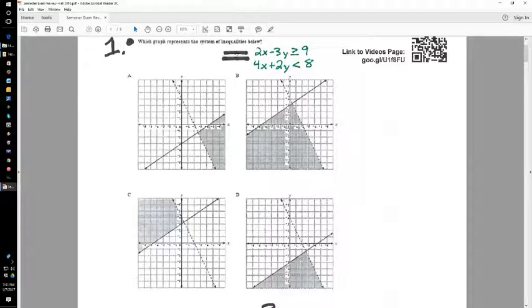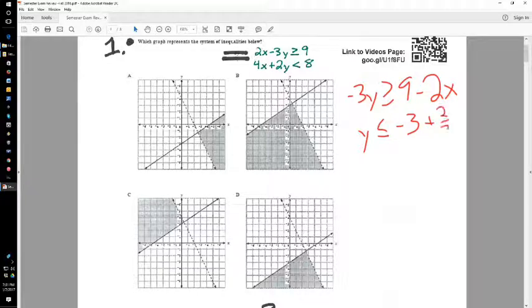I'm going to move the 2x over, so that's negative 3y greater than or equal to 9 minus 2x. Then I'll divide by negative 3. Remember, we have to switch our inequality whenever we divide by a negative, so y is less than or equal to negative 3 plus 2/3 x. Alright, so that's one of them.